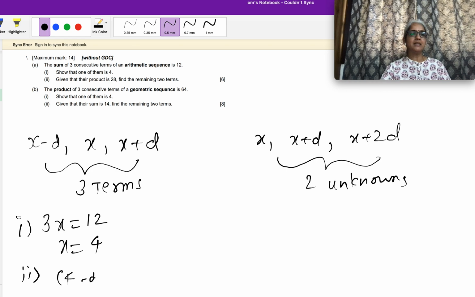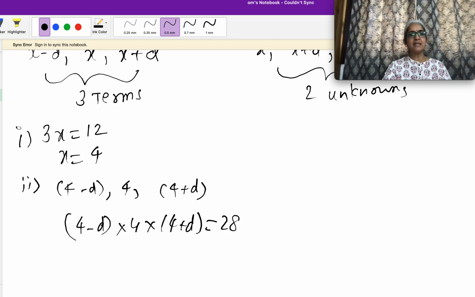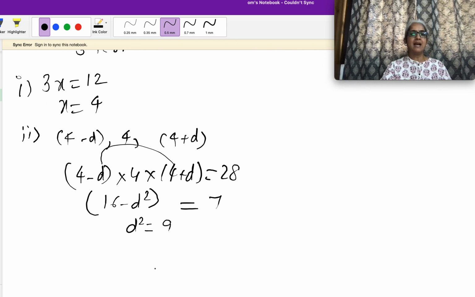So the other two are now 4 minus d and 4 plus d. And if their product has to be 28, that means 4 minus d times 4 plus d is 28. So 16 minus d square. Remember, 4 minus d and 4 plus d is in a square minus b square format, equal to 7. So d square is 9 and d is plus or minus 3.